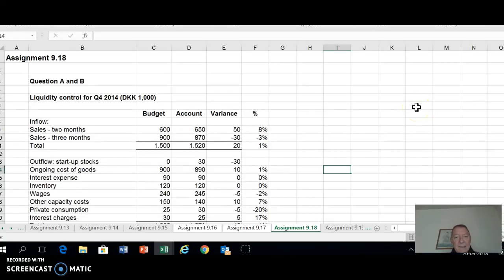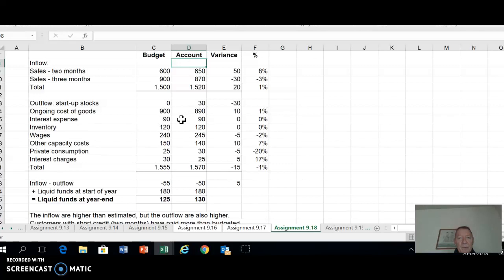Assignment 918 is liquidity control. After the fourth quarter, we have, of course, our budget, our inflow and our outflow, and then we have our accounts when the quarter has passed. And it's in fact very simple. We have the budget and we have the account and the difference. And when it comes to plus or minus, we do it like this.